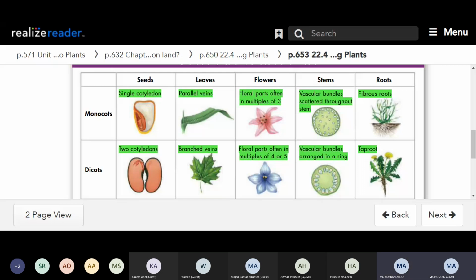The second property is about the leaves. If you look at the leaves of monocots, have you ever seen the leaves of wheat, maize, corn, rice? They have straight leaves, right? Like in this one, right? So it has parallel bands. It has parallel bands. Practically, you can see it, right?